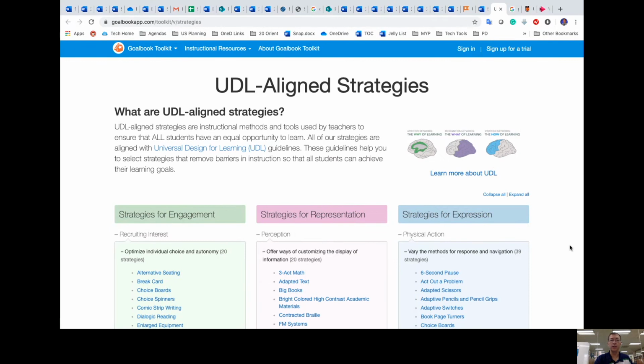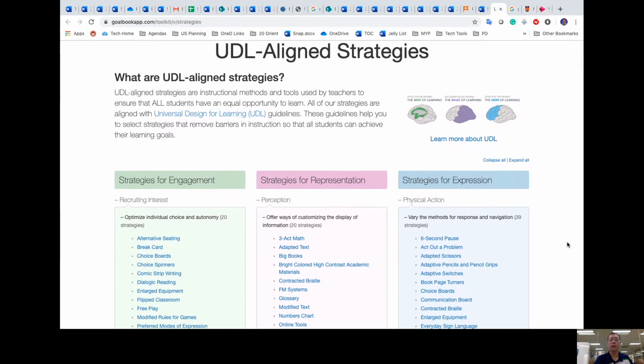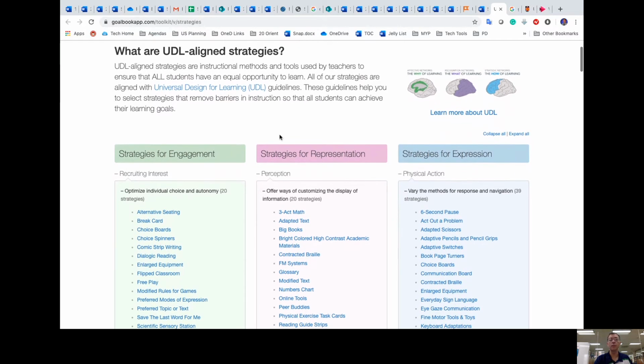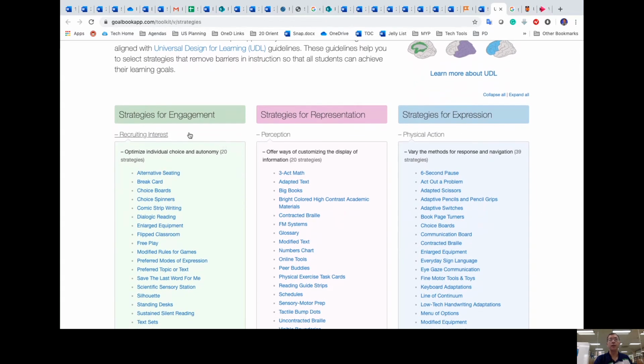These are UDL aligned strategies from Goalbook. There's a lot of stuff that we don't pay for. This is a free website. And what it does, which I love, is that it takes the 3 principles of universal design for learning and it turns them into strategies that you can apply in the classroom. So strategies for engagement, strategies for representation, strategies for expression. You take the principle, you've identified your barrier, and you're really looking through these guidelines and checkpoints to see where the most help is going to come from in terms of a big bang for your buck strategy.